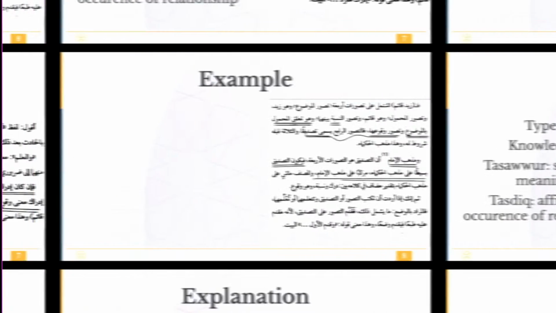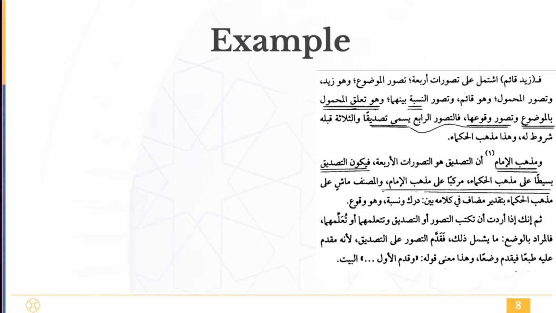So he explains. فزيد قائم اشتمل على تصورات أربعة. تصور الموضوع وهو زيد، وتصور المحمول وهو قائم، وتصور النسبة بينهما وهو تعلق المحمول بالموضوع، وتصور وقوعها. فالتصور الرابع يسمى تصديقا، والثلاثة قبله شروط له، وهذا مذهب الحكماء. So when we say Zaydun qa'im, Zayd is standing.